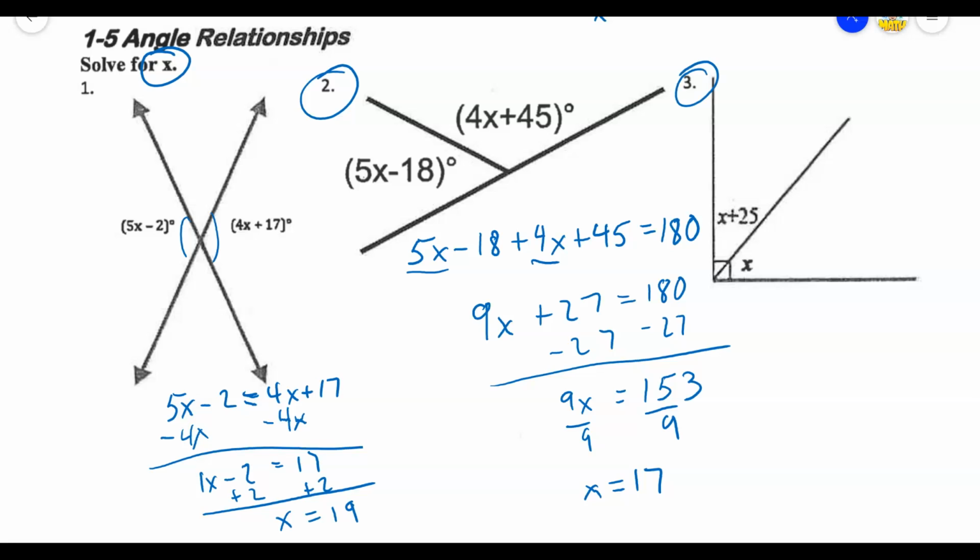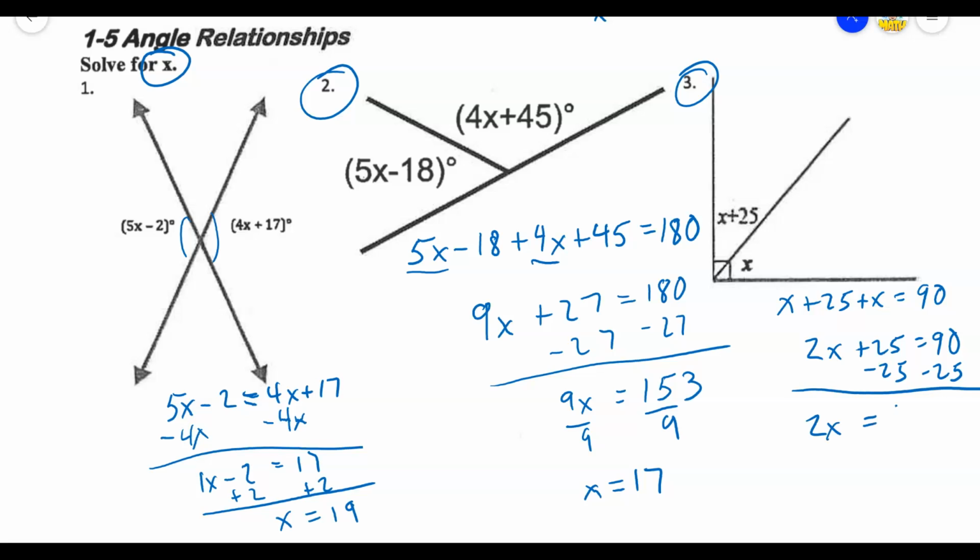Last one, solve for x. What kind of angle situation do we have here? Set up that equation. So hopefully we said that x plus 25 plus x, they're complementary, is going to add to 90. So combine your x's. We have 2x plus 25 equals 90. Subtract 25 from both sides, and I'll get a decimal here.